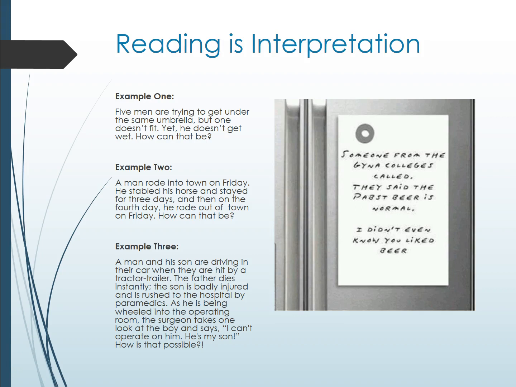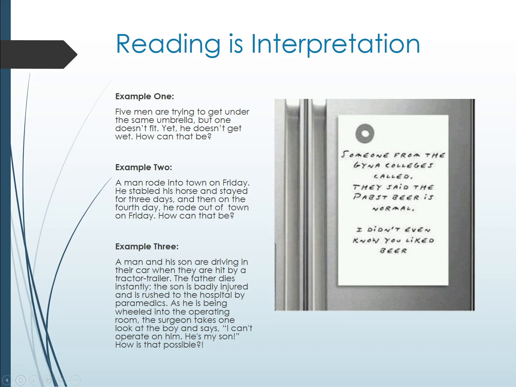The answer lies in our assumptions. We are told that 5 men are trying to get under the same umbrella. We know that umbrellas are typically used to protect someone from rain, and the reason many people would try to fit under one umbrella is to avoid a downpour. However, the answer to the riddle is that it is not raining. Our brains filled in part of the expected answer, where an umbrella being used means rain.